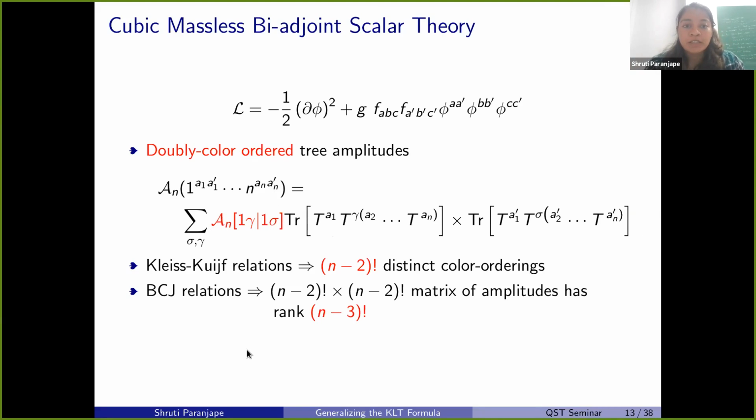But if you calculate the rank of that matrix of amplitudes, it's much lower than (n-1)! squared. So when I say a submatrix, I want to reduce the basis size to the point that I only have independent color orderings. So it's a full rank submatrix.